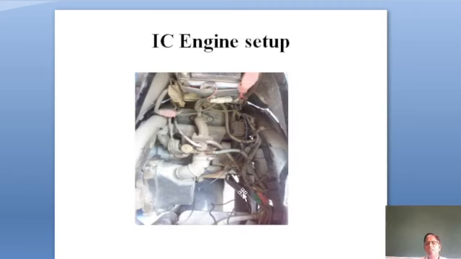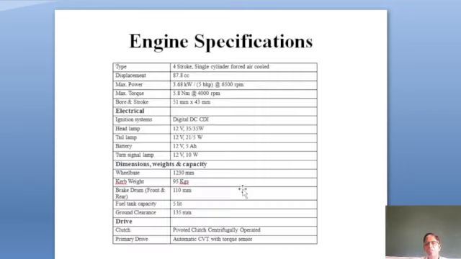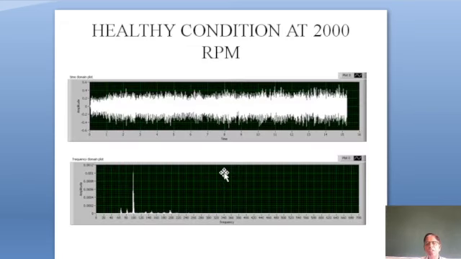Now this is the engine that we have selected for the experimentation. These are the specifications of the engine. It is an 87.8 cc, 4 stroke single cylinder engine of the two-wheeler Scooty Pep. So the Scooty Pep engine we have used for the experimentation.